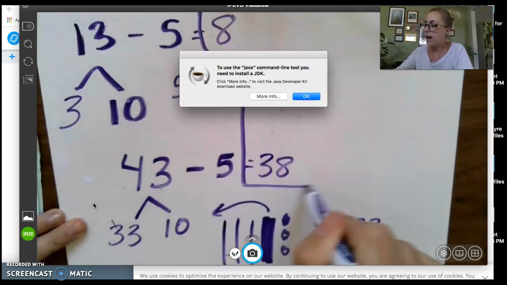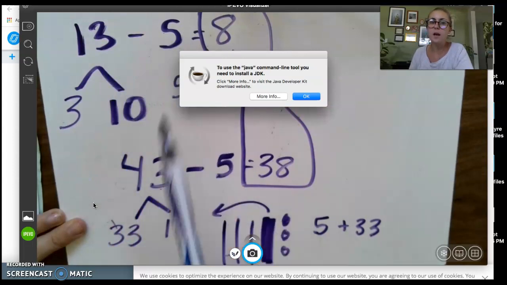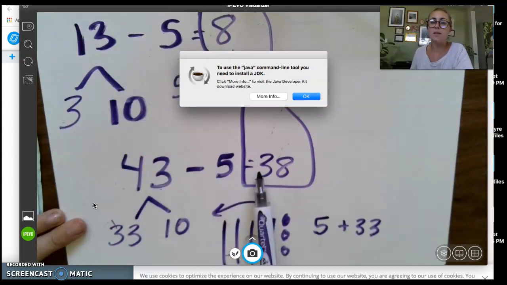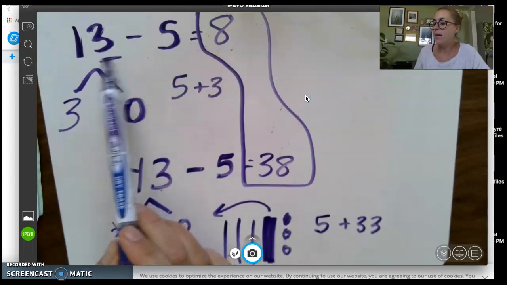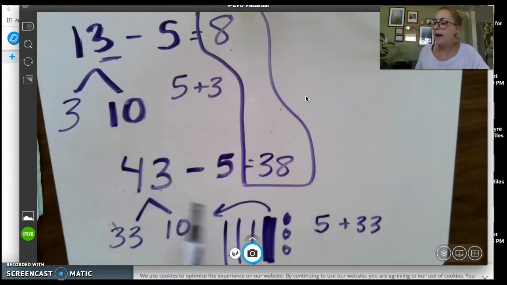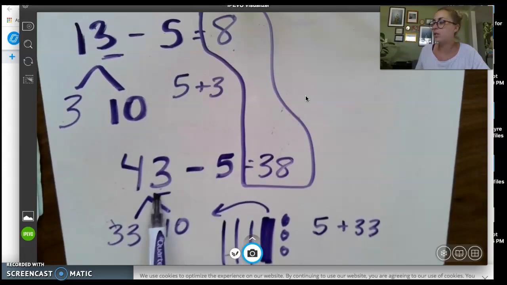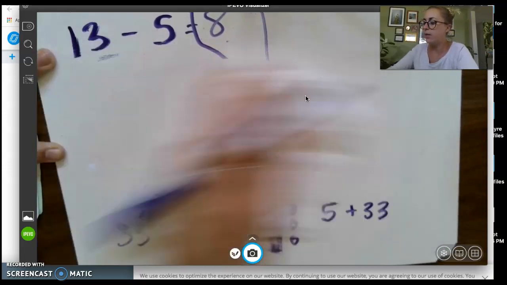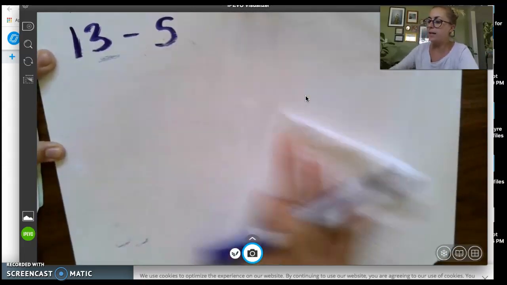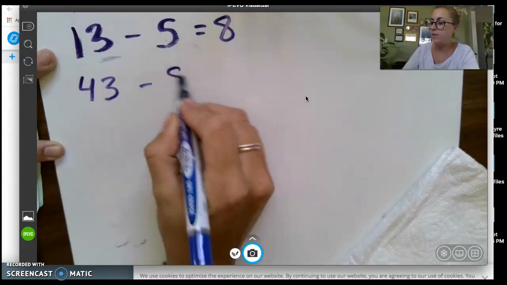Look at the similarities. 13 minus 5 is the same as 8. 43 minus 5 is the same as 38. I had my digit 3 in the ones place here and my digit 3 in the ones place here. Let's do another one, and I'm going to clean this up so that you can see really clearly. We had 13 minus 5 equals 8. And then we had 43 minus 5 equals 38.